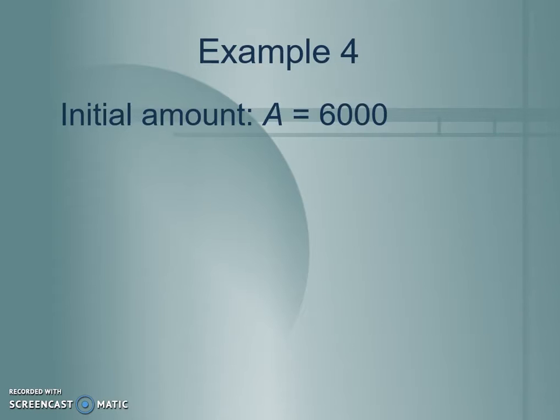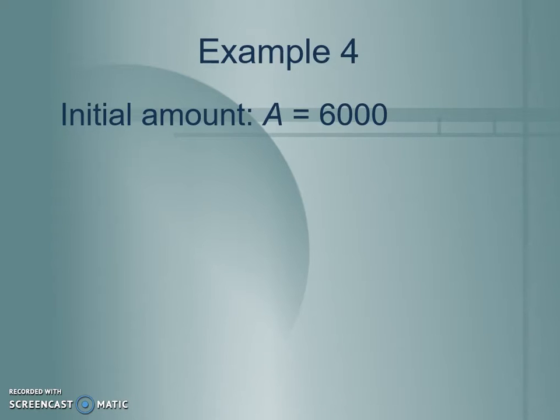Mr. Mendoza invests $6,000 in a certificate of deposit, or a CD, earning 4% interest compounded quarterly. Write an exponential function modeling the value of his investment, write the account balance after 10 years, and create a table of ordered pairs and graph the function.